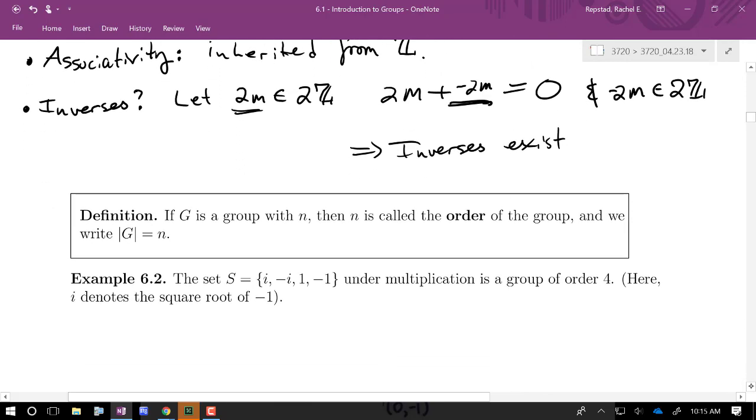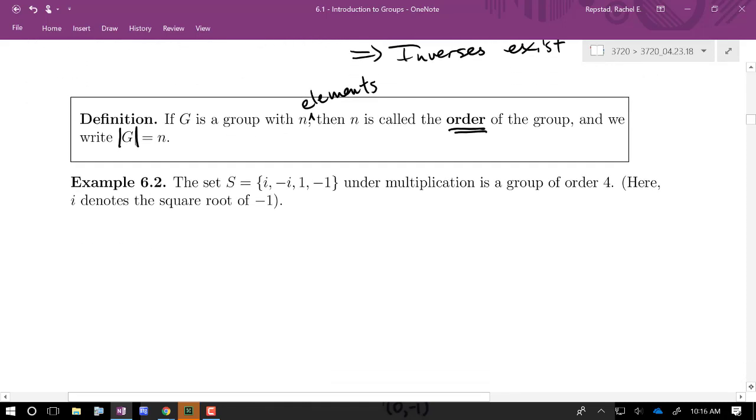And a quick typo here, or an omission. If G is a group with n, this should read with n elements. So G is a group, which means it's a set that satisfies those axioms in the definition. If there are n elements, then we say n is the order of the group, and we indicate it notation-wise using the little absolute value signs, the same way that we'd indicate the size of a set. But we use the term order of the group instead of just size.